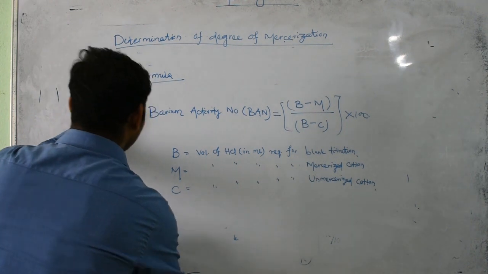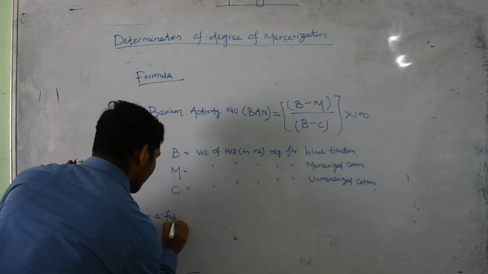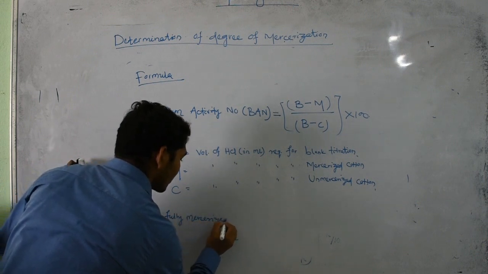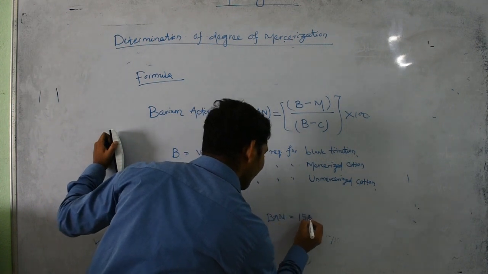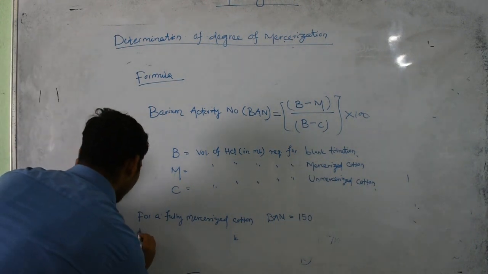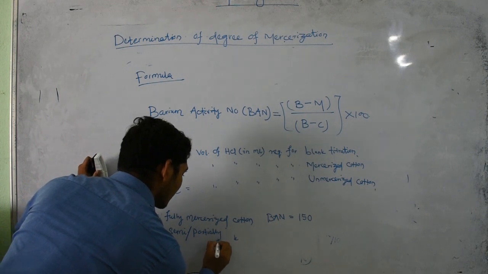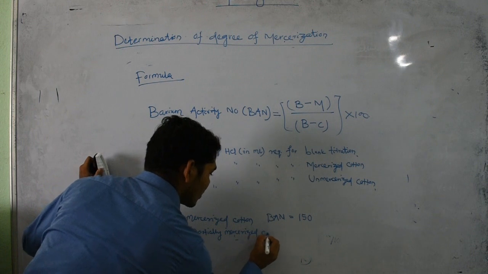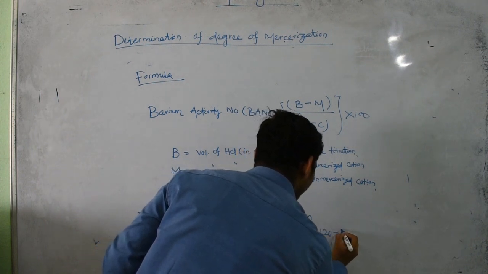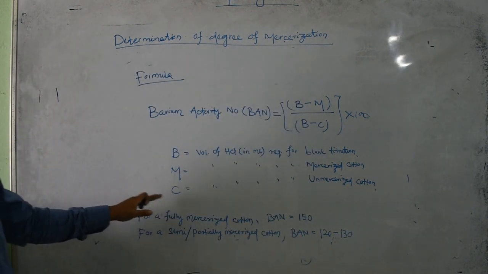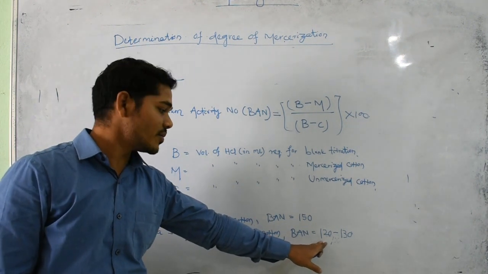So this is the formula, and for a fully mercerized cotton the barium activity number is around 150, and for a semi-mercerized or partially mercerized cotton, the barium activity number falls between 120 to 130.